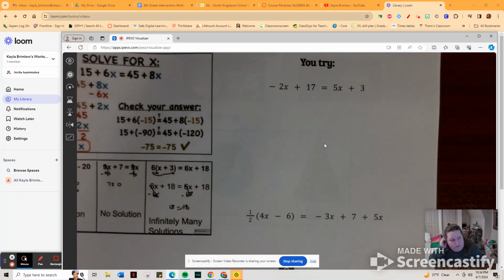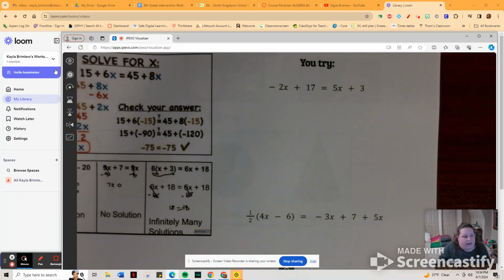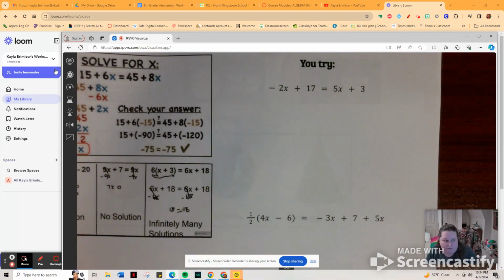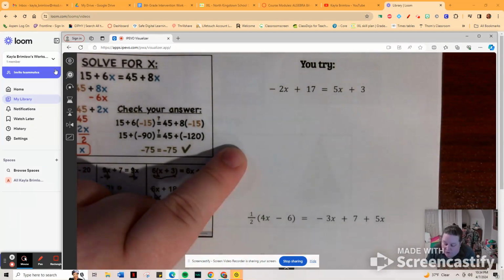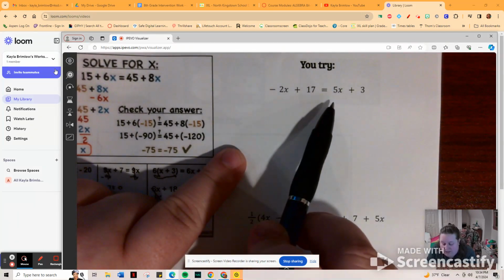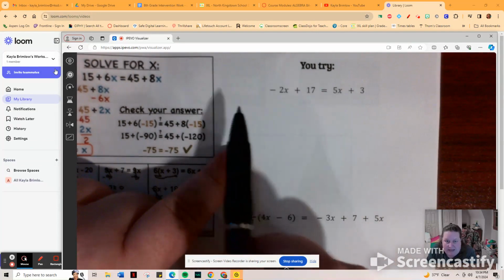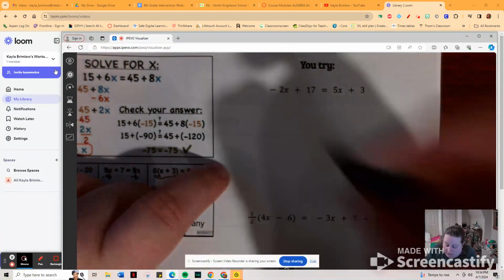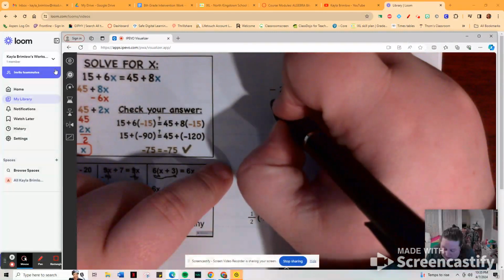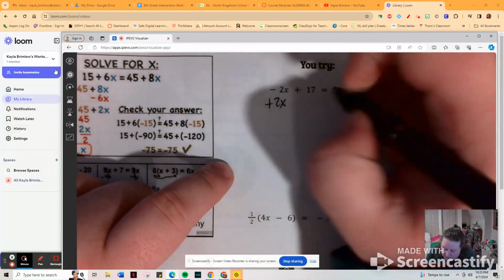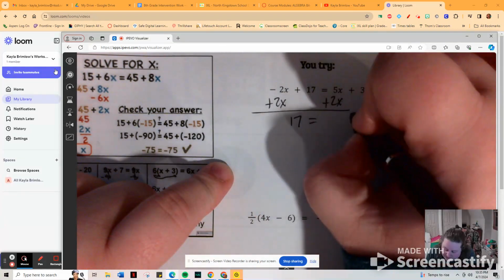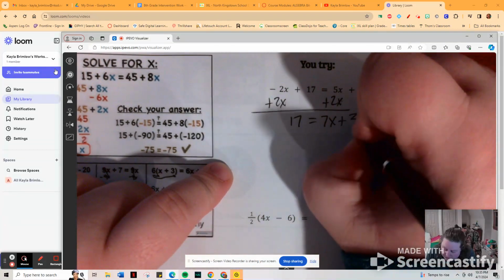So when we're solving equations that have variables on both sides, you can start anywhere with this. I always like to get rid of the smallest variable term first, so that would be negative 2x. Now, because negative 2x and 5x are not on the same side, I can't just combine them together. I have to use inverse operations to solve this. So I'm going to start by adding 2x to both sides, leaving me with 17 equals 7x plus 3.